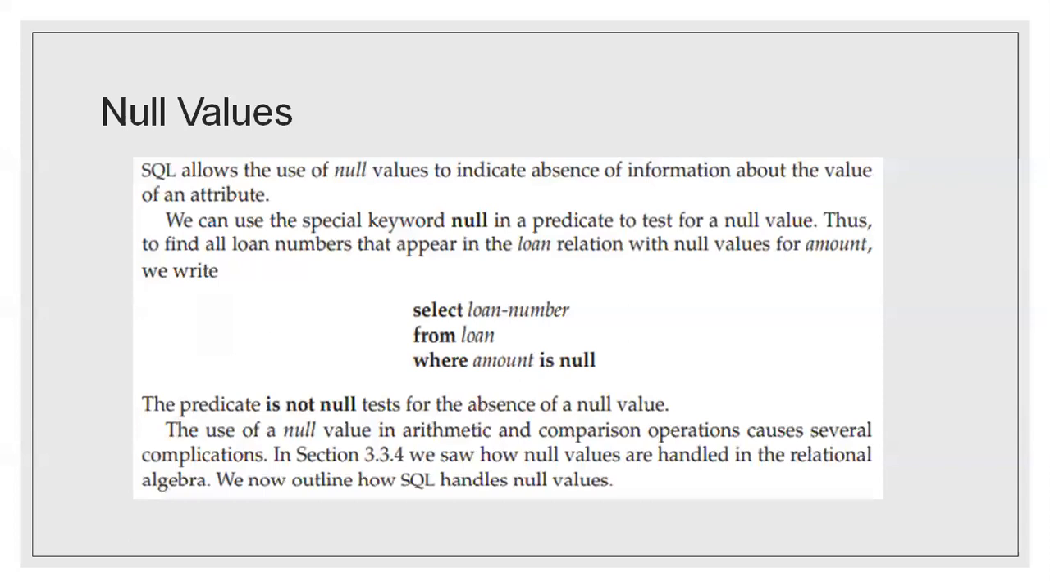Thus, to find all loan numbers that appear in the loan relation with null values for amount, we write the query as select loan number from loan where amount is null. That means the loan was there but it is now nil. That loan is completely given back to the bank. Now this predicate is not a full test for the absence of null values. Why? The use of null value in arithmetic and comparison operators causes several complications.